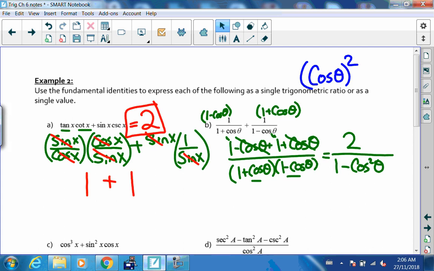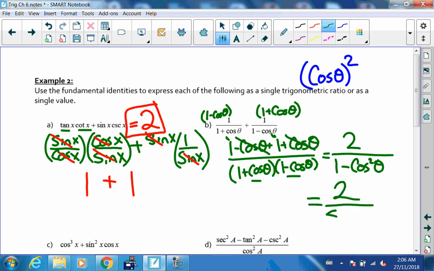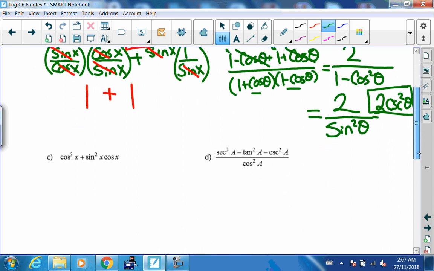We'd now arrived at 2 over 1 minus cos squared. But remember, we just saw that 1 minus cos squared is just a fancy way of writing sine squared. So this becomes 2 over sine squared of theta, which is the same as 2 cosecant squared of theta. Again, just because 1 over sine is the same as cosecant.